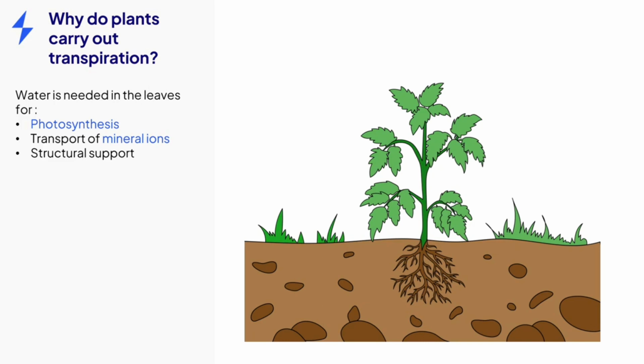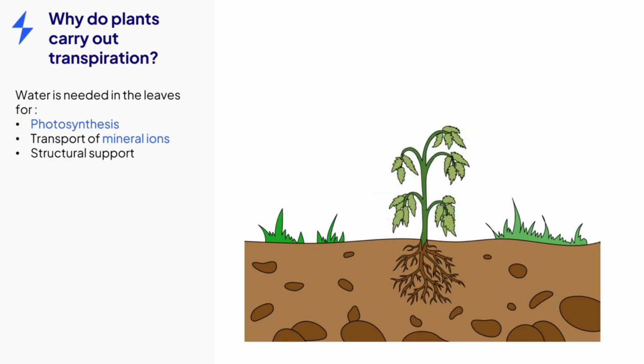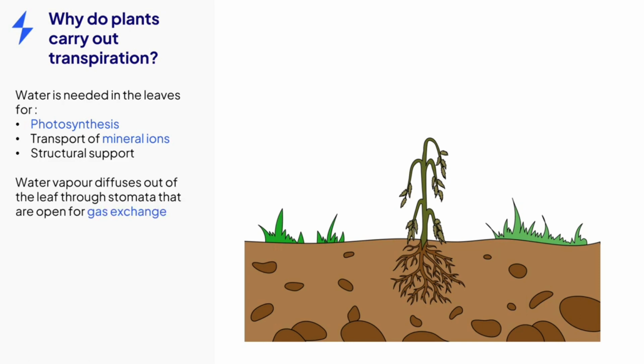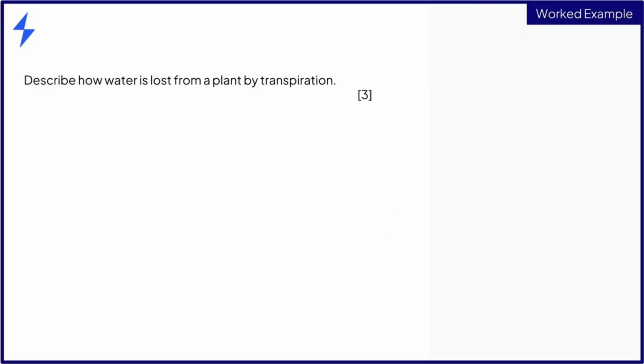Another essential role of water is to assist with structural support. The cells of plants that lose too much water will become flaccid and floppy, resulting in the plant wilting and eventually dying. So all of these processes mean that water is needed in the leaves of plants. But because plants need to keep their stomata open for the process of gas exchange, water loss via the stomata is unavoidable for plants. This exam question asks us to describe how water is lost from a plant by transpiration.